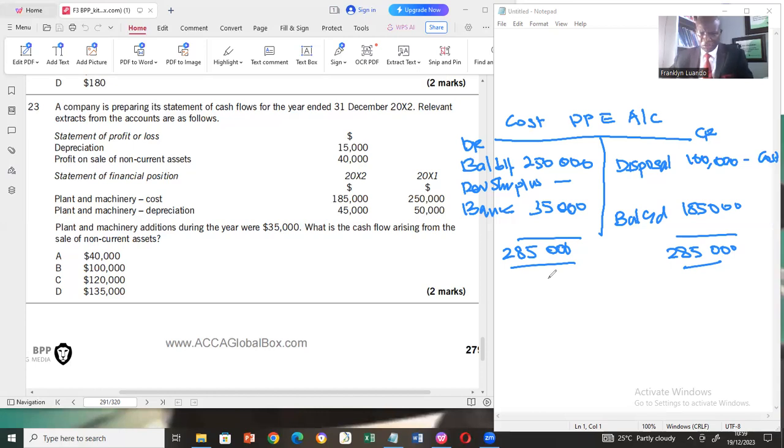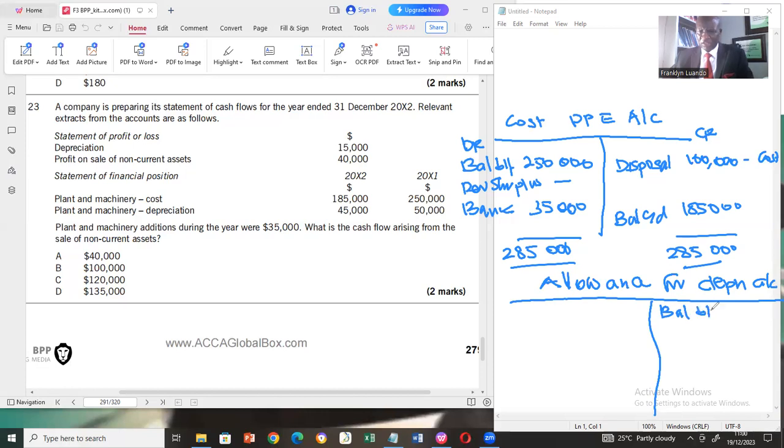So there we have the allowance for depreciation account. We have the balance here. The balance brought forward. We have depreciation is given, there it's 50. The charge in the P&L is also given, 15,000.